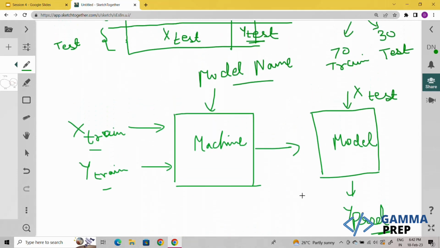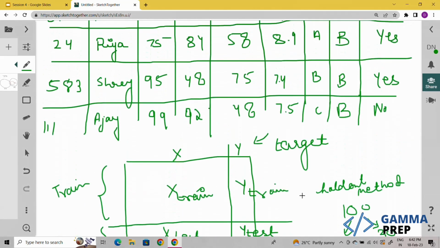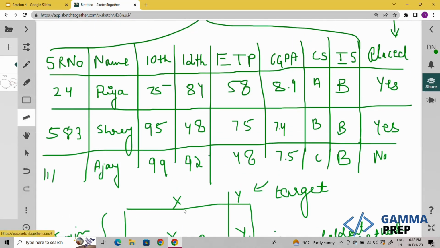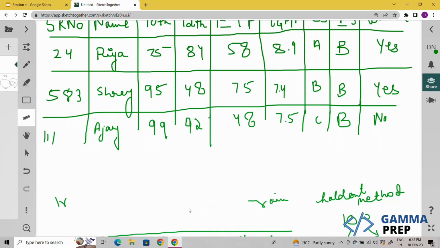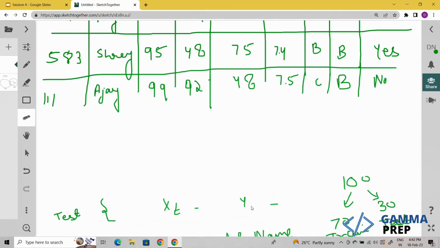So if we take this example, let's see this example and understand it once more so that you have better clarity. One second, I'll rub this portion off.